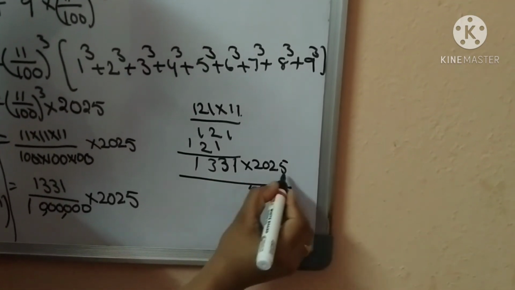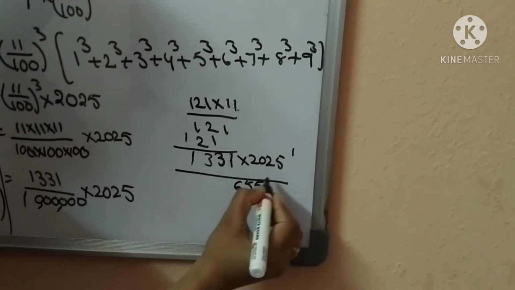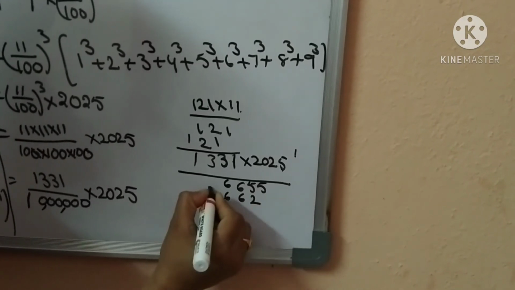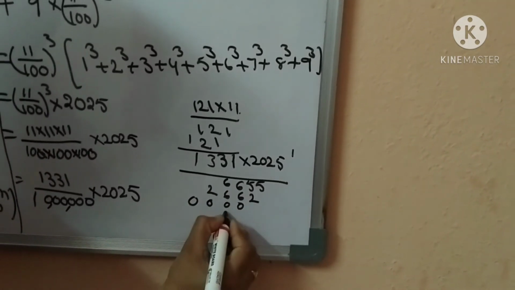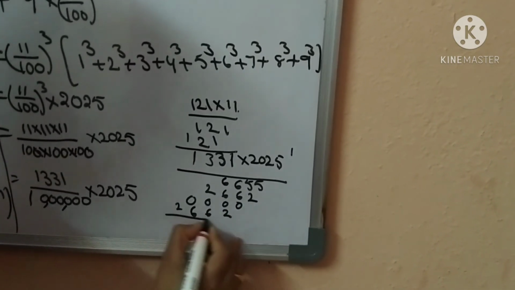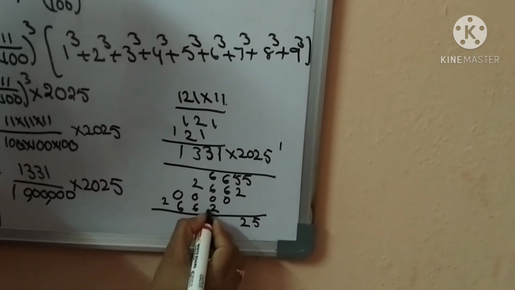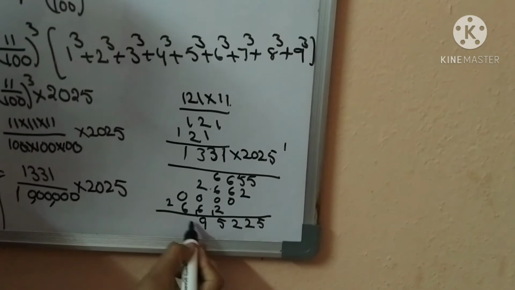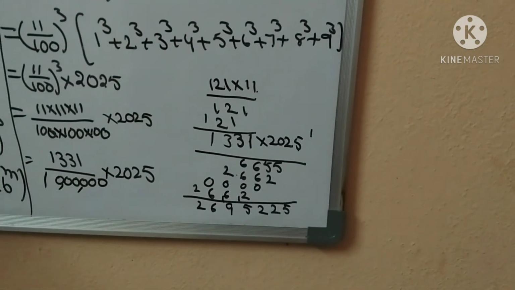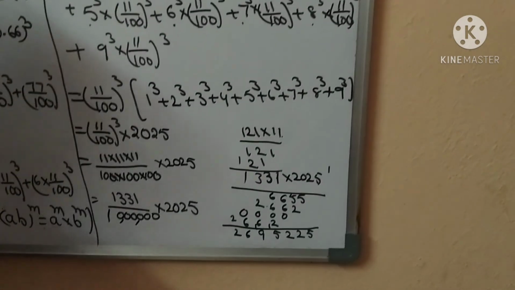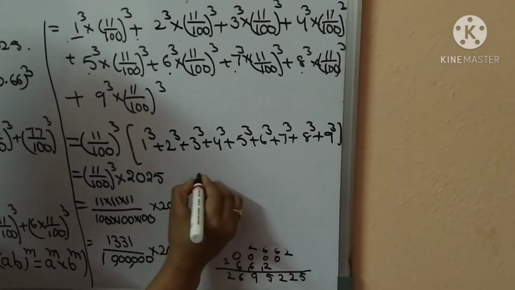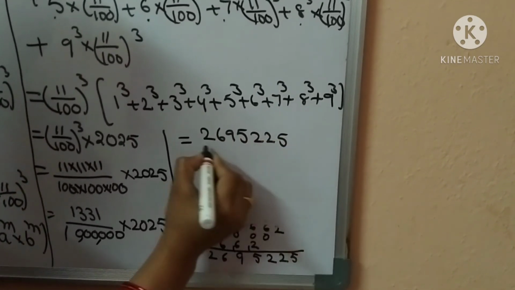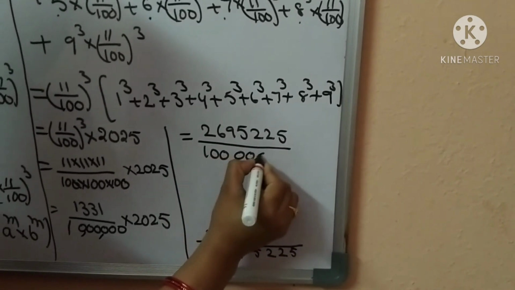Multiplying 1331 by 2025 step by step, that is equal to 2695225 by 1 followed by 6 zeros.